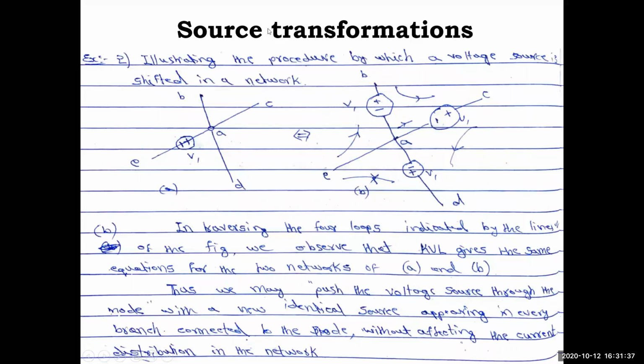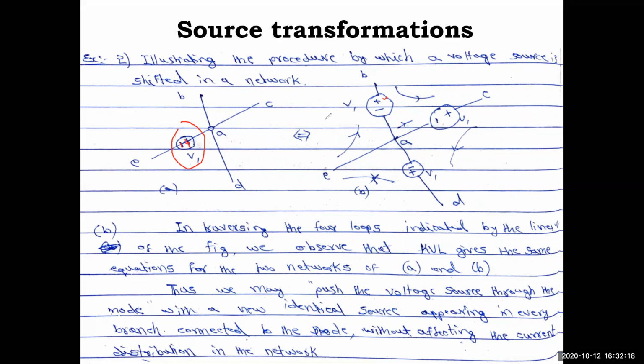Here four branches are there and one node, and at the node there is a voltage V1 connected in minus-plus fashion. When you push it through the node, the plus will come to that side, plus to that side, and plus to this side. So plus is here and minus here, in each branch. The source is removed here and appears in all three places, satisfying Kirchhoff's current law. Now when you write the equations, there will be no difference between this circuit and the original.